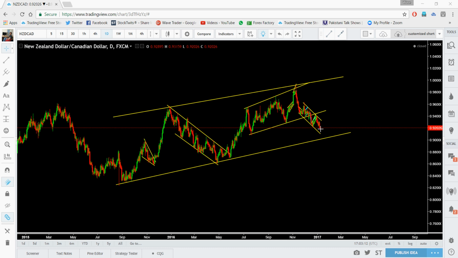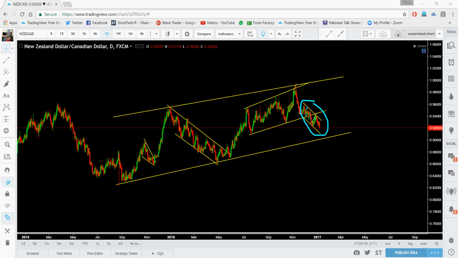price is about to hit the trend line. This is the ascending channel, right? So here we need to watch price action. Either we are going to see a bounce back to the upside, or we are going to see a trend reversal channel over there. We can see it is forming a trend reversal channel also.